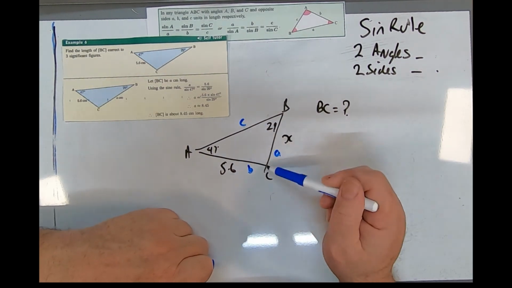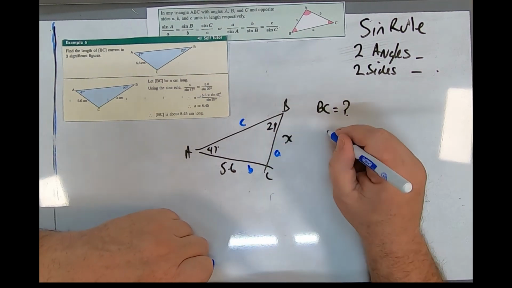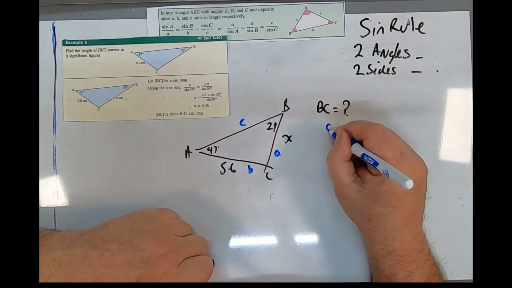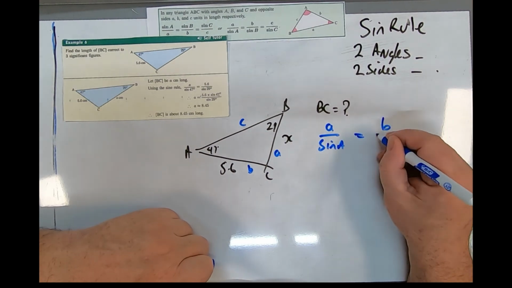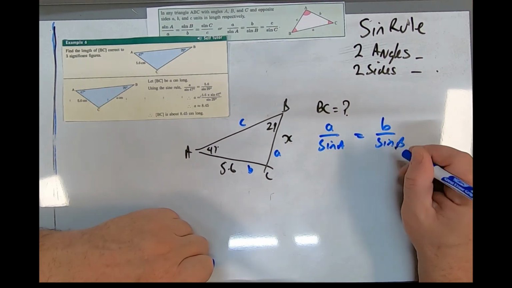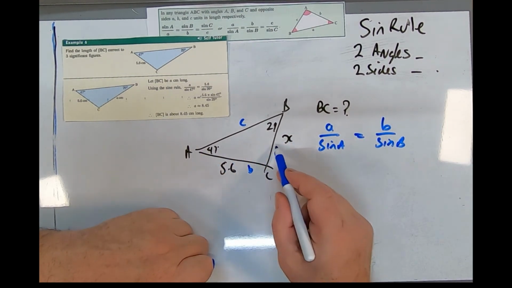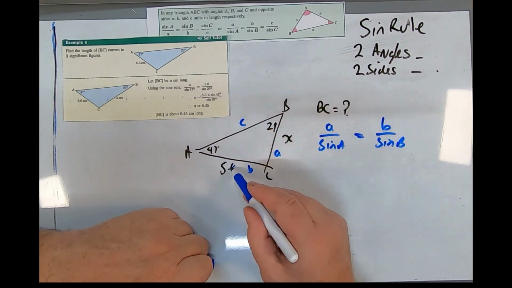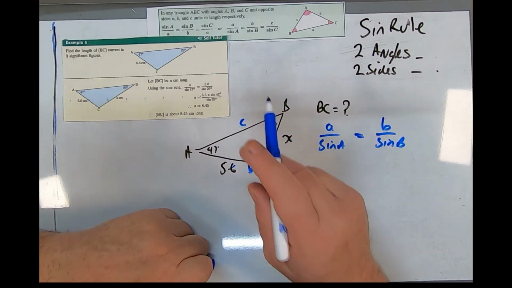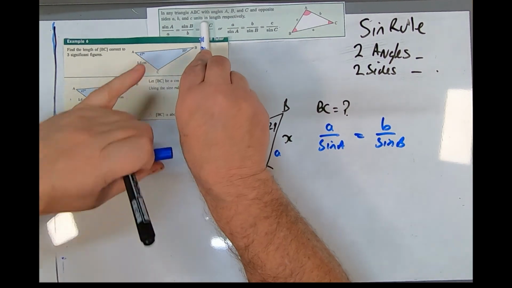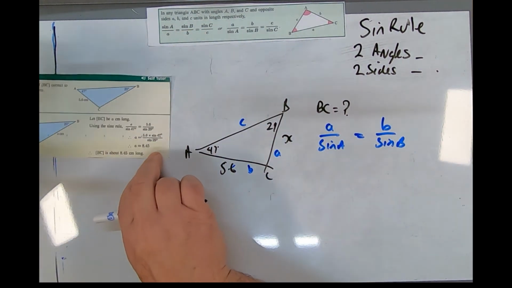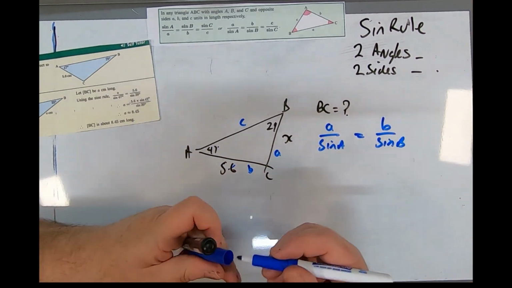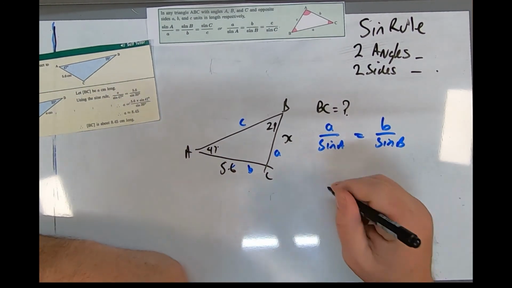This problem is not going to use c at all. So I want an unknown as a side. So here is the formula that I'm going to use. It connects side A and angle A to side B and angle B. So in essence, I'm only using that part of the formula. Okay, now they have something about three significant figures in this picture. Let's cruise along.